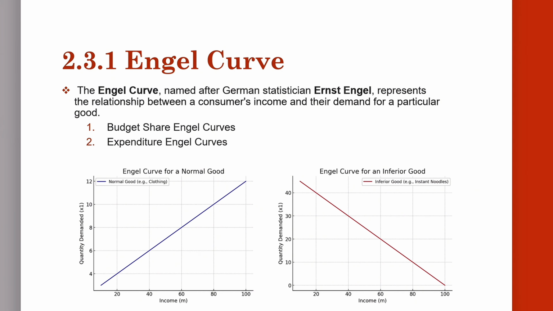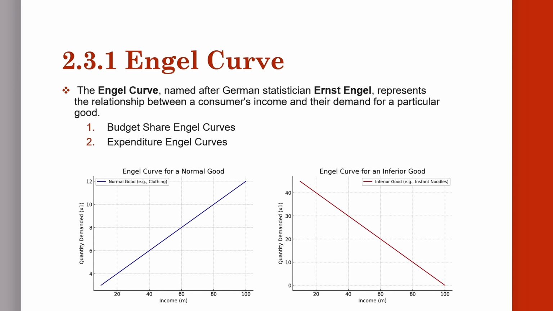To further analyze this shift, we use the Engel curve, named after the German statistician Ernst Engel. This curve plots income on the x-axis and quantity demanded on the y-axis. It provides a visual answer to the question: as people earn more, how much more or less of a good do they consume? For normal goods, the Engel curve slopes upward. More income, more demand. For inferior goods, the curve bends downward. After a certain point, demand decreases.